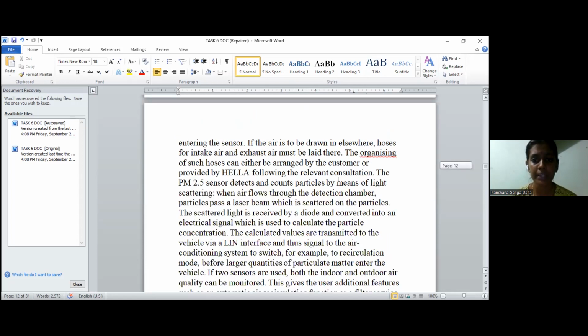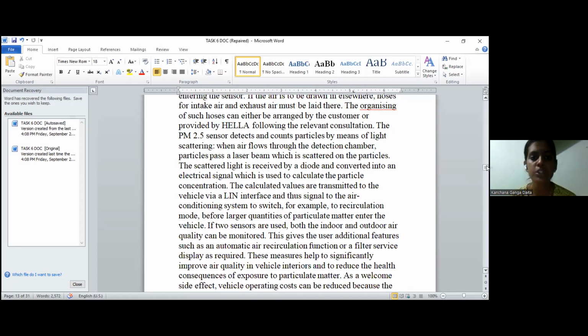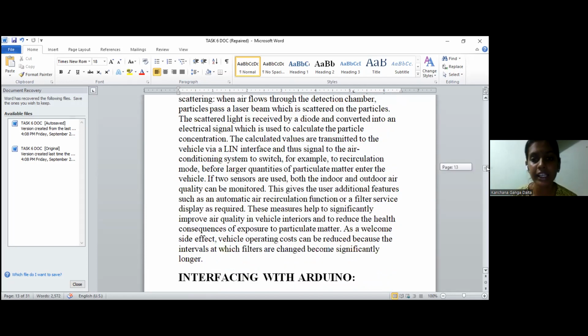Hala is one of the companies whose sensors are manufactured or provided, and it detects and counts the particles too, like how many light-scattered particles are flowing into the chamber. Also, there are diodes in the construction of the PM2.5 sensor, so the scattered light is identified by the diode. It can also recirculate air, giving additional features such as automatic air recirculation or filtering the particulate air into purified air, etc. So it can work as a welcome side effect also.